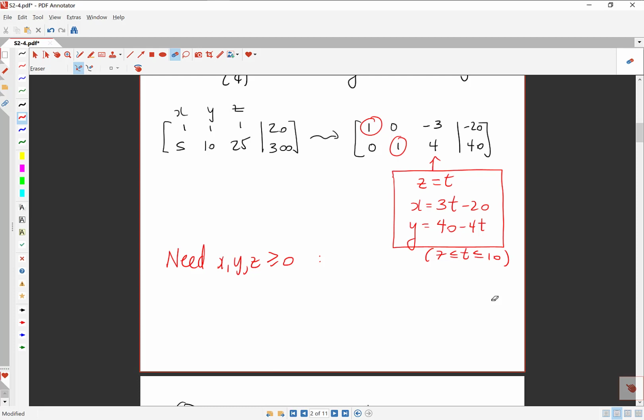So what that tells us is that there are really 4 different combinations of coins that will work. One combination when t equals 7, you can work out what that combo is. Another for t equal 8, 9, and 10. So 4 different possible combinations in total.